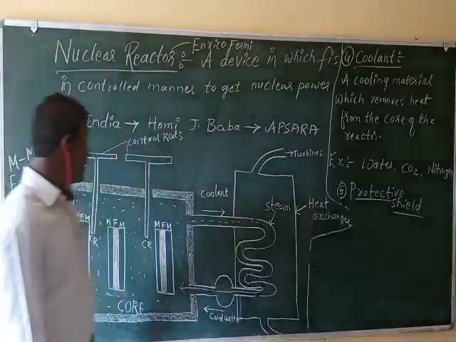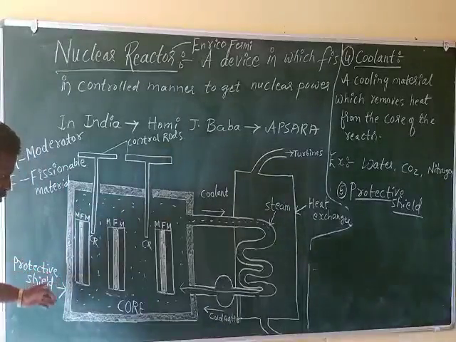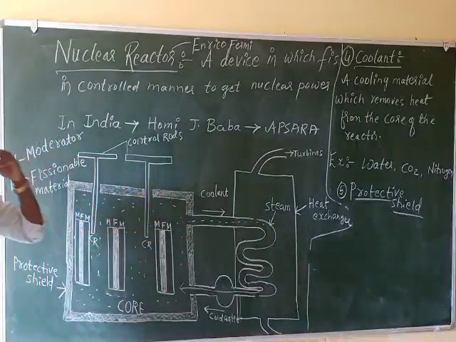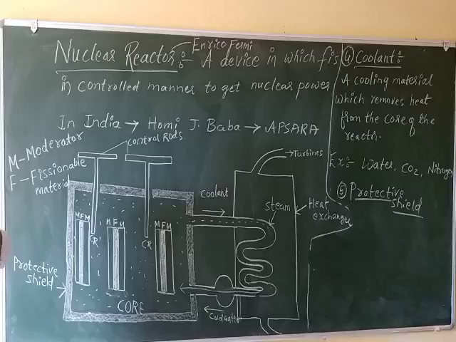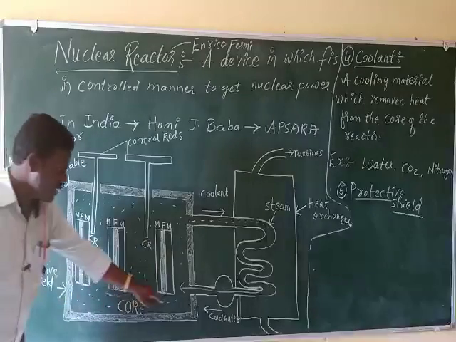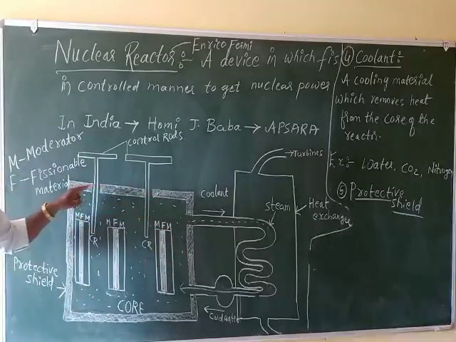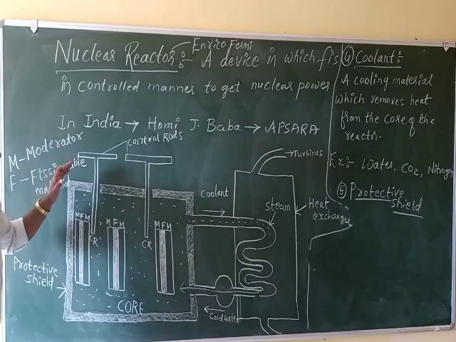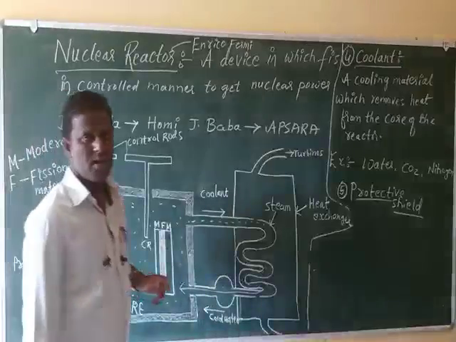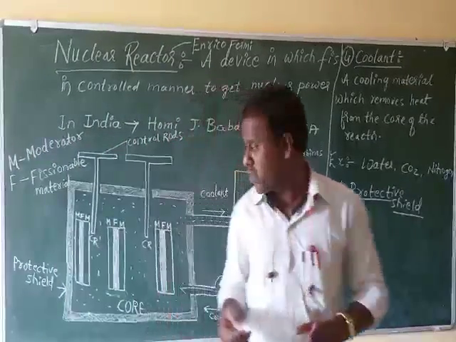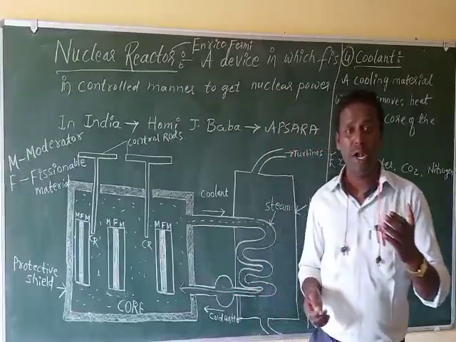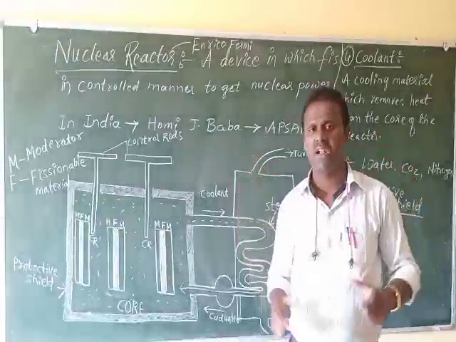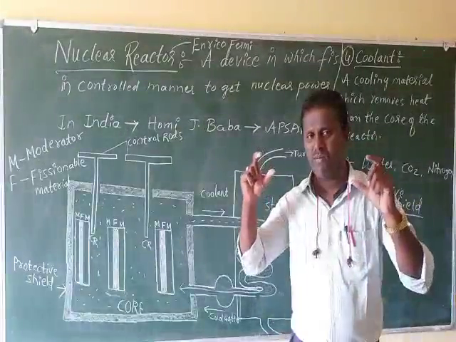So here protective shield is the outer wall of the nuclear reactor. See here, the outer wall of the nuclear reactor is actually a concrete wall. This is the concrete wall of maximum thickness. Here, what is protective shield? This is the wall made up of strong concrete material, and it has maximum thickness.